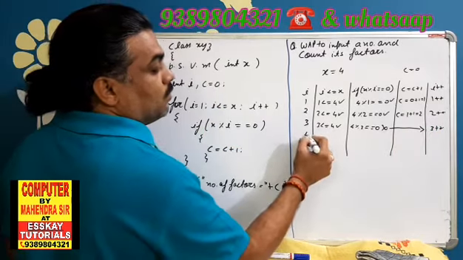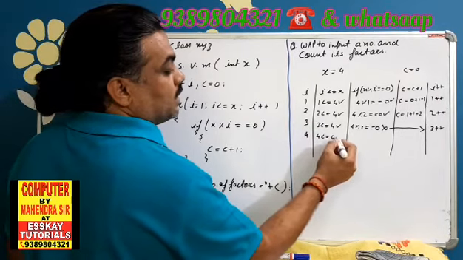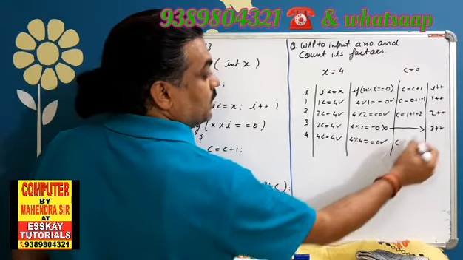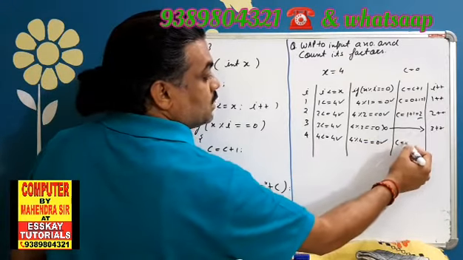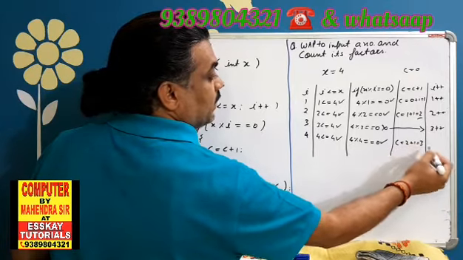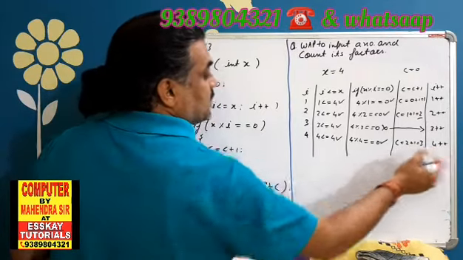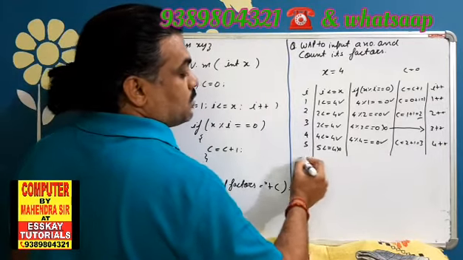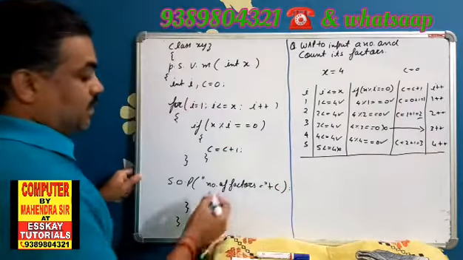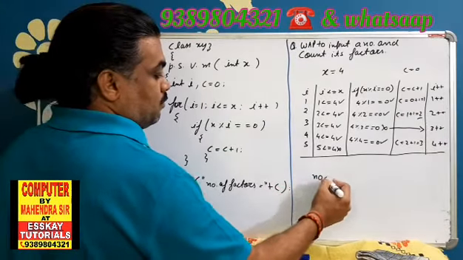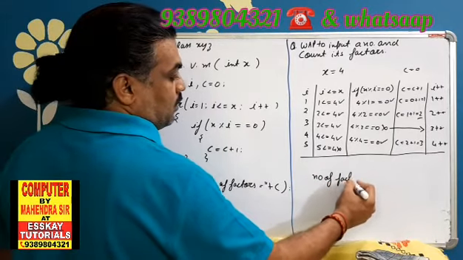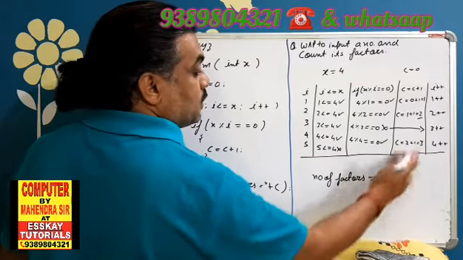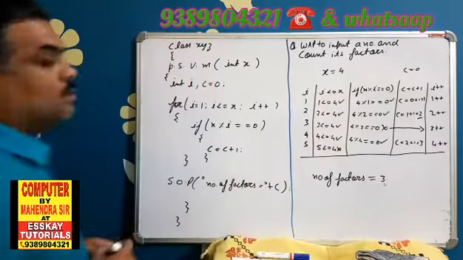And I come here, 4. 4 is less than equal to 4. That's correct. 4 mod 4 is equal to 0. That's again correct. What was your initial value of C? 2. C is equal to 2 plus 1, that's 3. And here comes 4 plus plus and becomes 5. 5 is less than equal to 4. That's wrong. And it stops. Finally, the answer will be number of factors is equal to, value of C is 3. So this is the program.